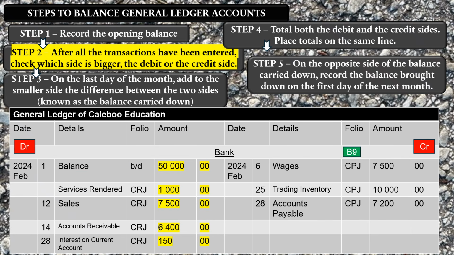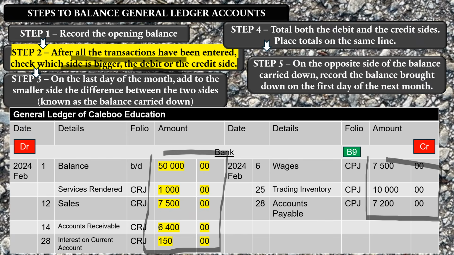Step 2, after all the transactions have been entered, check which side is bigger, the debit or credit. So all the transactions, payments and receipts, they have been entered. Which side is bigger? If I add up all these highlighted numbers, I can see that the debit side is greater than 7,500 plus 10,000 plus 7,200. So the debit side is bigger. So step 2 we've completed. Check which side is bigger and by how much.